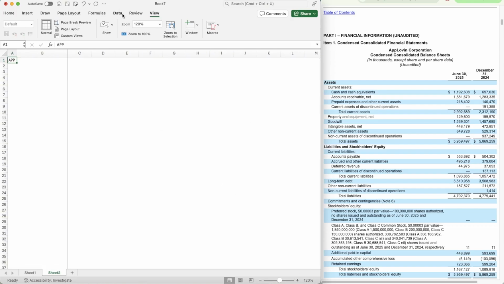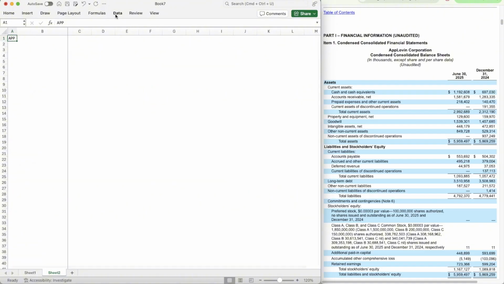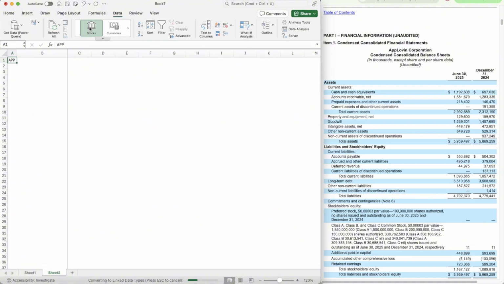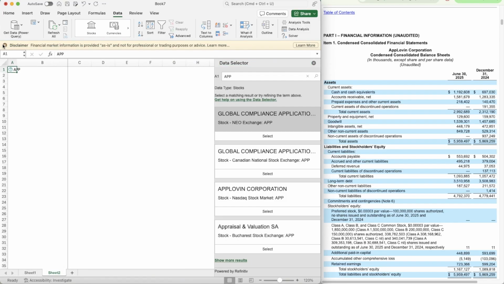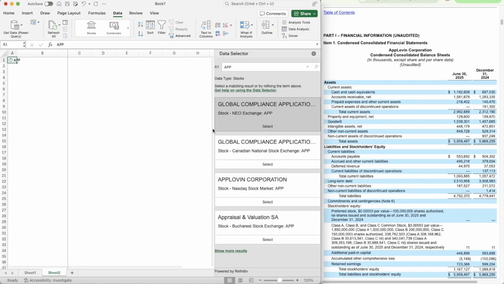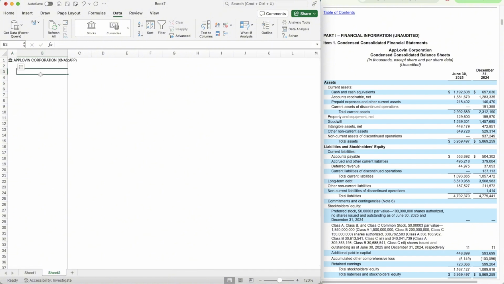So, data, select data, go stocks, and it's going to find it, and we're going to be able to pull a bit of it automatically. There we go, AppLovin. AppLovin Corporation is listed on the NASDAQ. Select that one, and there we have it.